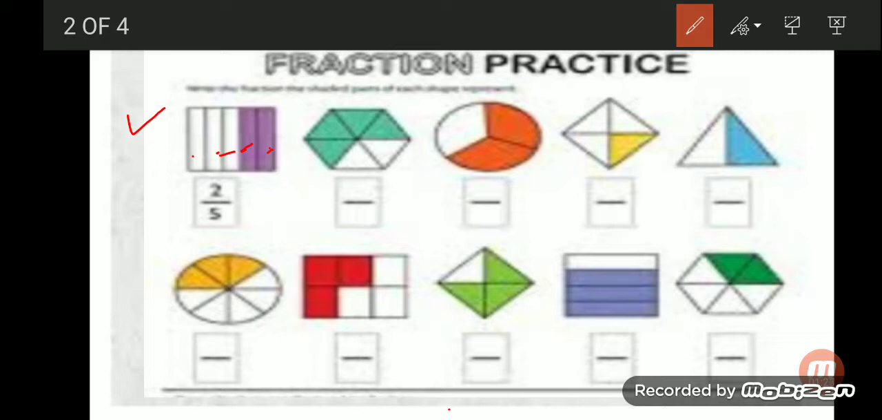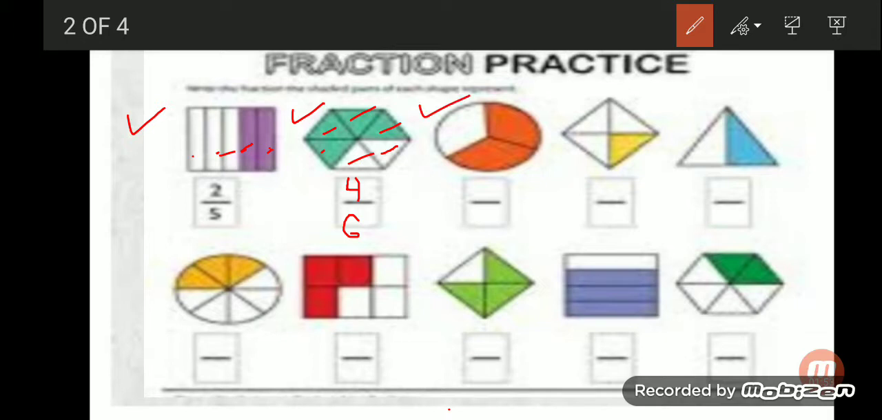Okay, now come to the next figure. Here what we will do first? First we count the shaded portion, that is 1, 2, 3, 4. We will write 4 at top and at bottom we will count the total number of equal parts, that is 1, 2, 3, 4, 5 and 6. So we will write here 6. So 4 by 6 fraction of this figure is shaded.